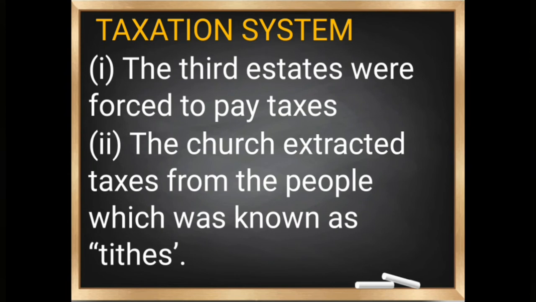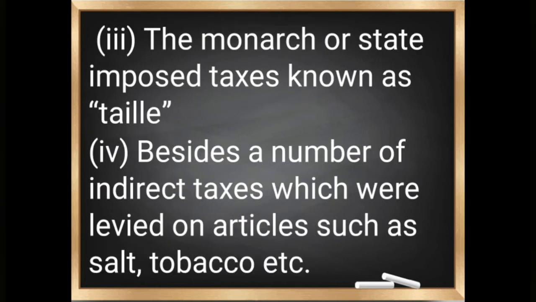Next point, the taxation system. The third estate was forced to pay taxes. The church extracted taxes from the people, which were known as tithes. The monarch or state imposed taxes known as tally. Besides, a number of indirect taxes were levied on articles such as salt, tobacco, etc.